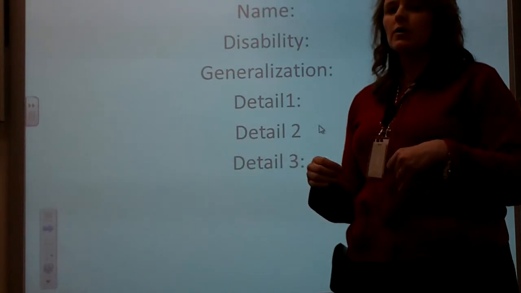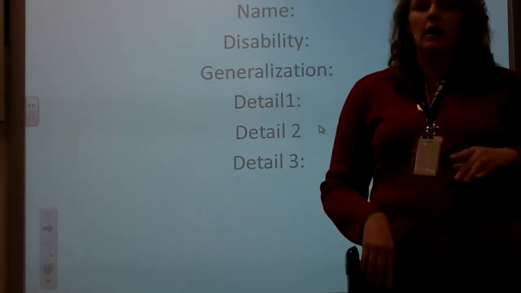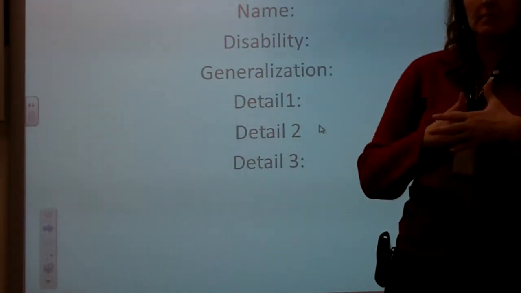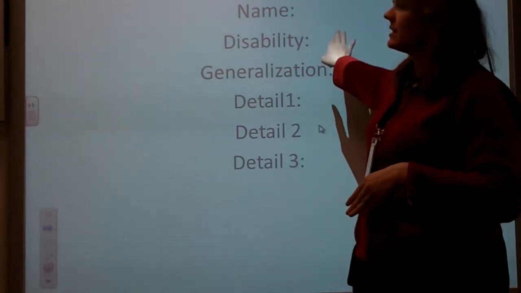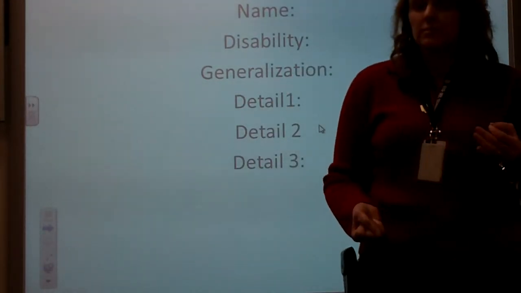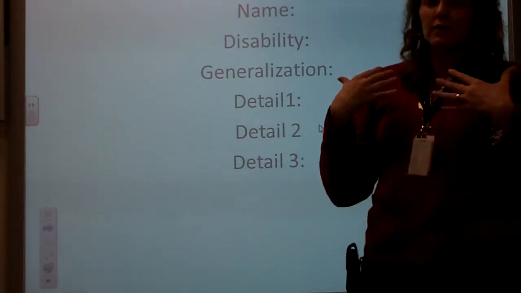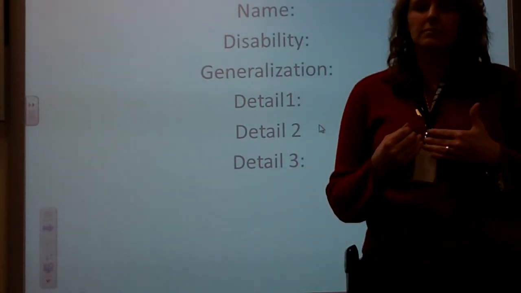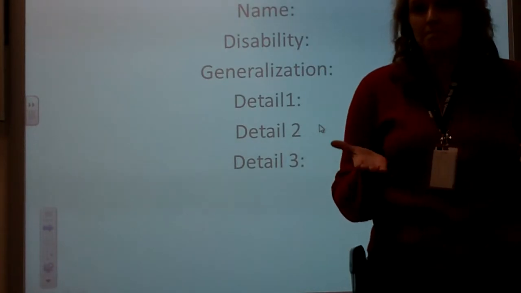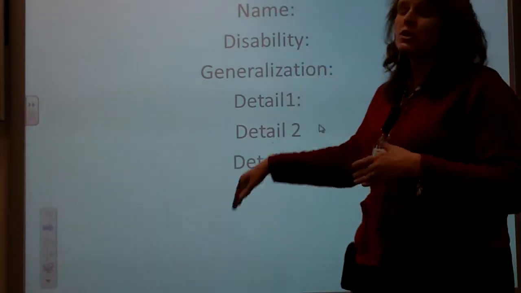Okay. Also, on here, you'll see that it says disability. Okay. That's because for each person, you're going to write about their disability, what they're having trouble with, trouble learning, okay, or trouble doing. All right. Then the next is generalization.